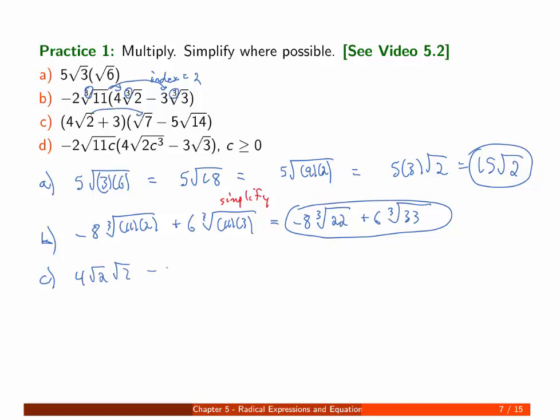The next term would be negative 20. Okay, 4 times negative 5, right? Then you have root 2 times negative 14, right? I'm distributing the second term there. Now we're going underneath here. We're going to have plus 4 times root 2 times root 7. Basically the same. Sorry, of course not basically the same. I made a mistake.